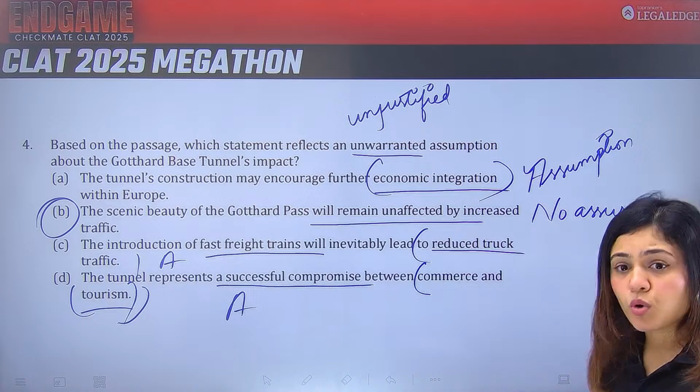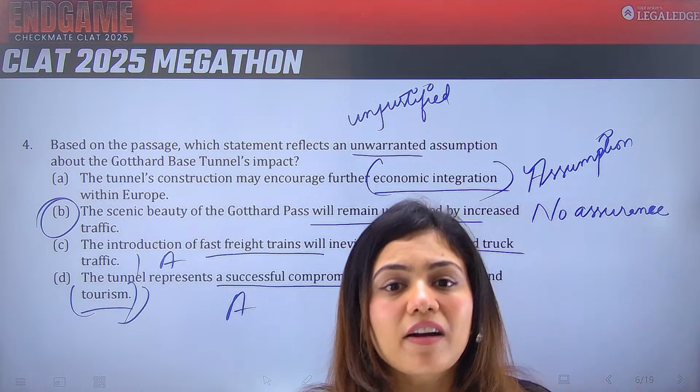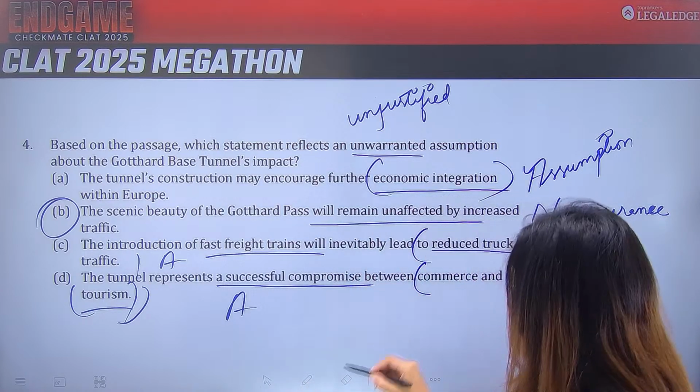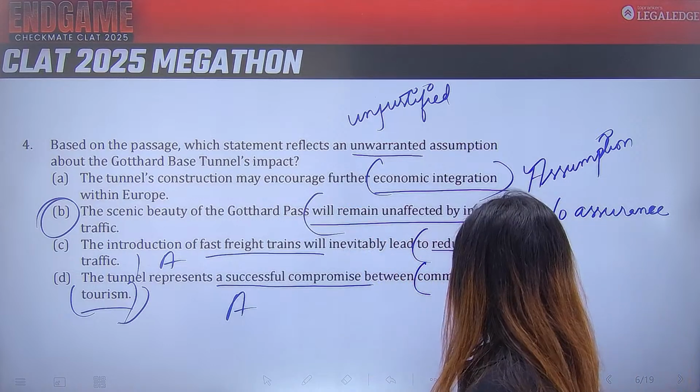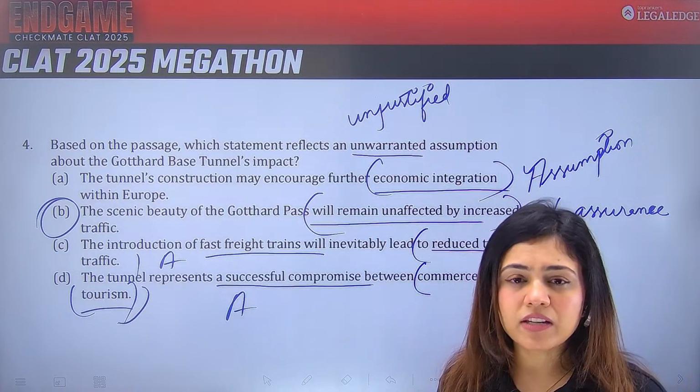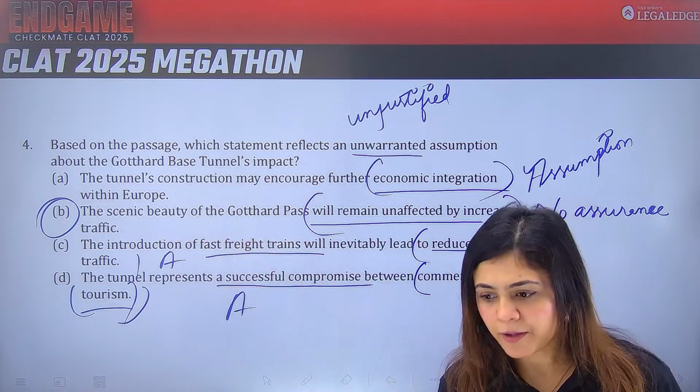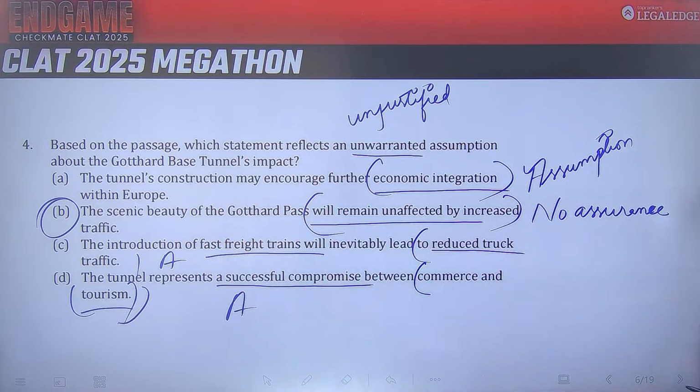ये जरूर है कि हम कोशिश पूरी कर रहे हैं कि ट्रैफिक ज्यादा ना हो, but that it's going to remain unaffected is something which is far fetched. ठीक है? So that's the reason B is the answer.